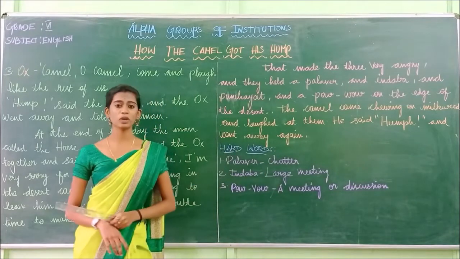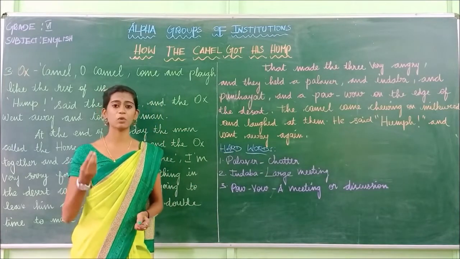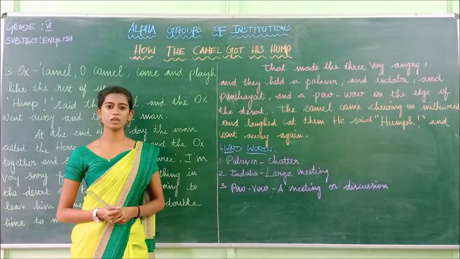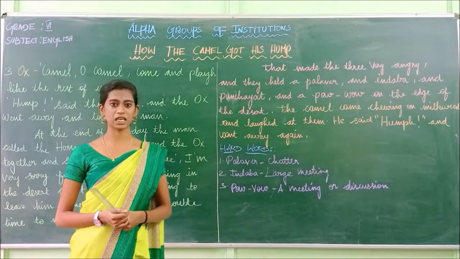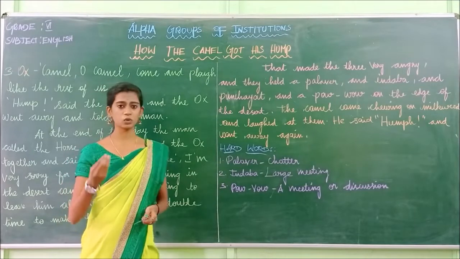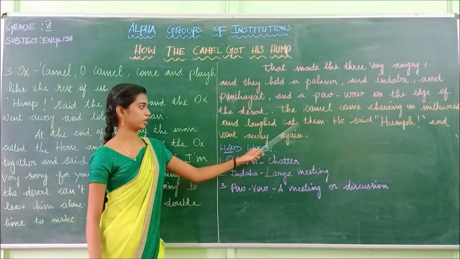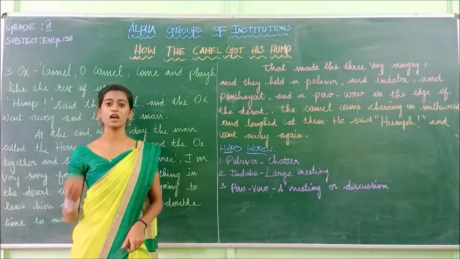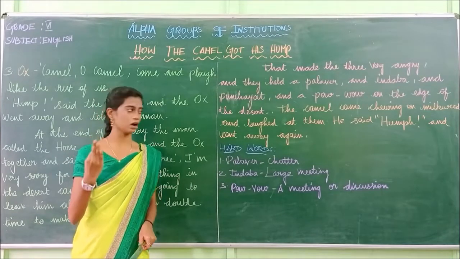So at that time who came? The camel came. So the camel was chewing the milkweed. Milkweed means, I already told, it's a plant that secretes milk. So it's chewing the milkweed and laughed at them. So this camel is laughing at the horse, the dog and the ox.